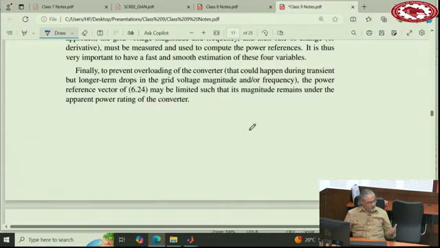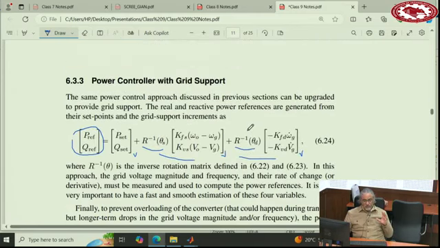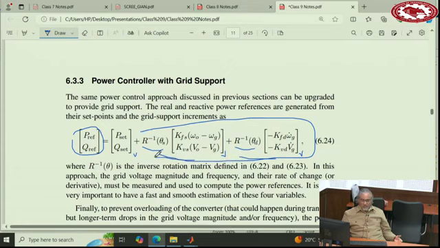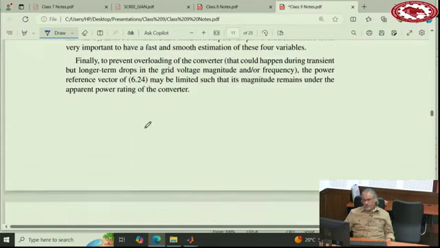So one way of implementing this grid support is, if you have a controller already designed that follows P set and Q set very quickly, just calculate all these things using a PLL or whatever you can and give this as the set point, and it will follow. So it will be grid supportive. But that is not very common, and you will see more why it's not common.